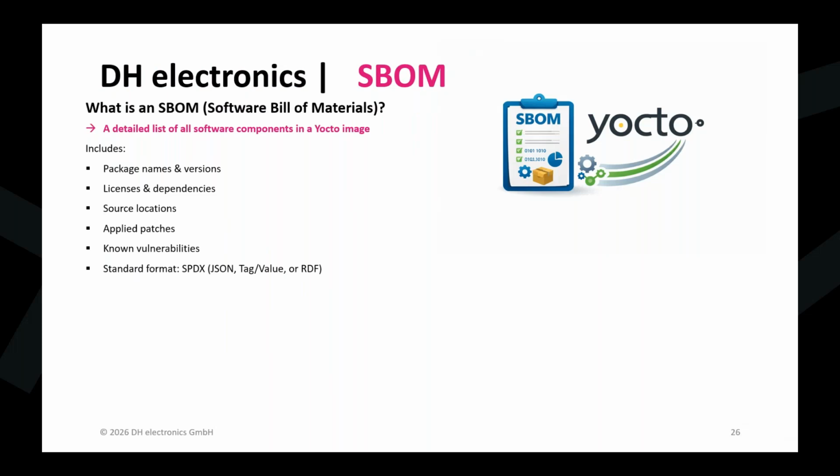Now let's have a closer look at the SBOM. The goal of an SBOM is to have a detailed overview about the components of an image. On this slide, we have listed what the Yocto generated SBOM provides us. First of all, you will find the package name and the version number. You will also find license information, source location, information about applied patches, and if available, information about known vulnerabilities. The standard format of a Yocto generated SBOM is SPDX.